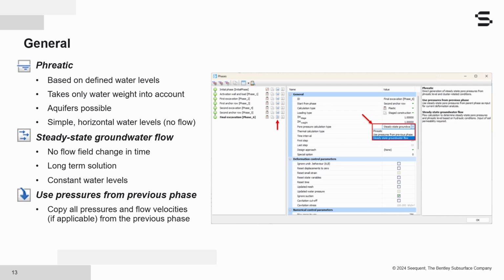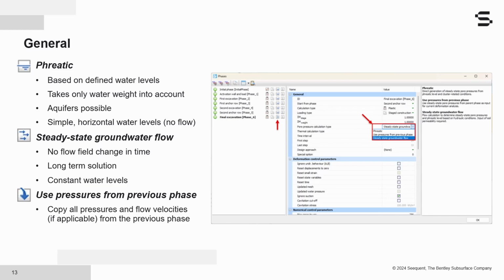And next to that, Plaxis also offers the possibility to compute pore water pressure distribution using steady state analysis. And here, Plaxis will perform a flow calculation to determine the steady state pore pressures and the phreatic level based on the hydraulic conditions. A third option is also offered, and it's called use pressures from previous phase. What this option does is copy all the pressures and flow velocities, wherever that's applicable, from the parent phase as an input for the current deformation analysis.